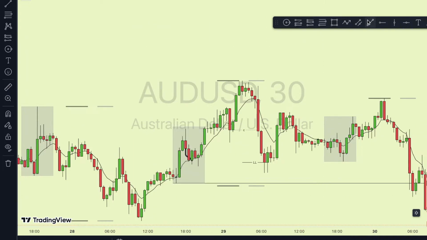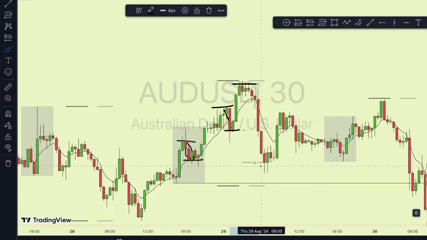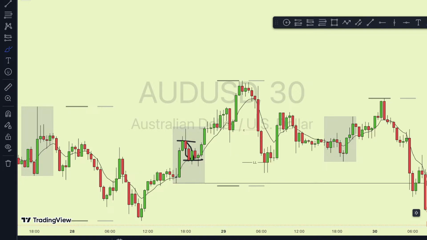So, higher high. Higher low. Connect the dots. Higher high. Higher low. Connect the dots. Higher high. Lower low. Connect the dots. So you could have seen the structure very, very clearly.